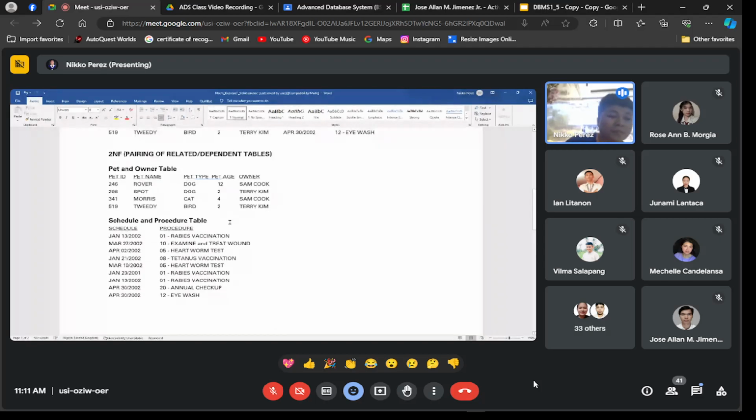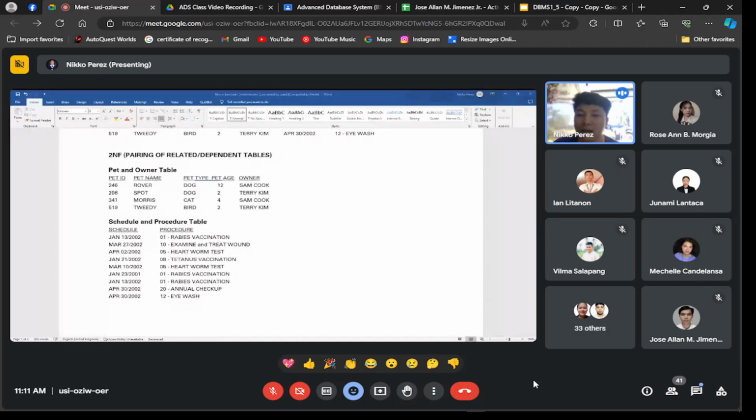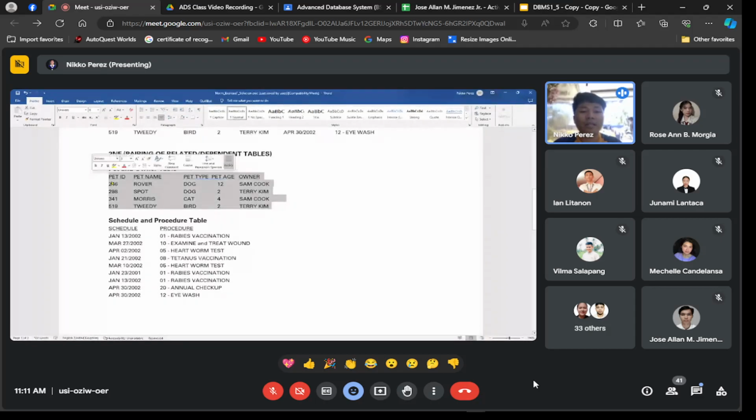Dili na komplikado ang second normal form. I-pair lang nimo ang mga related nga tables. Okay, without this related nga table, lisod nimo i-crop ang info. So paraan ni, mabantayan na nato kinsa ang pet, no? Og ang iyang owner, og sa schedule o procedure gyapon.